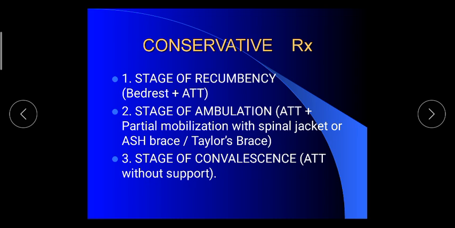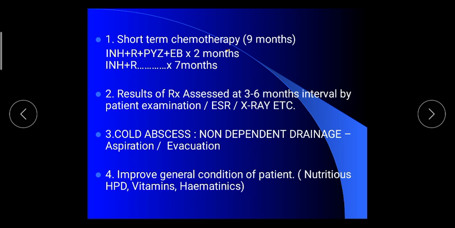And in the stage of convalescence, that is after 3 or 4 months, the patient can walk without support, and antitubercular drugs of course should be continued till 9 months, 12 months, or even a few years, depending on the different patients. Short-term chemotherapy. Chemotherapy should be given for 9 months. Initially, the first 2 months, intensive phase where 4 drugs are given: INH, rifampicin, pyrazinamide, and ethambutol. And then the next 7 months will be the maintenance phase where you give only 2 drugs, INH and rifampicin.